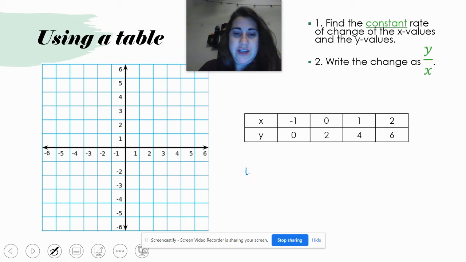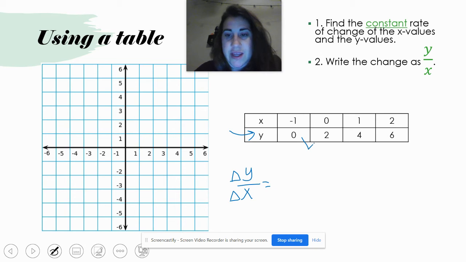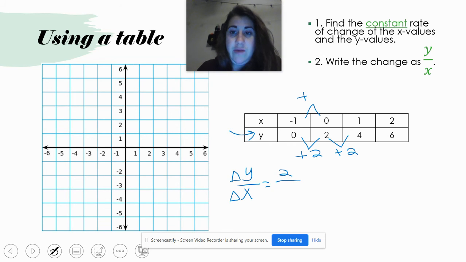We have our change in y over our change in x. A lot of times you'll see this written with a triangle in front of it because that stands for change in. My y is on the bottom in this table, so I need to check what I am doing. From 0 to 2, I'm adding 2. From 2 to 4, I'm adding 2. So my change in y is 2. My x: to go from -1 to 0, I'm adding 1. From 0 to 1, I'm adding 1. So my slope is 2.